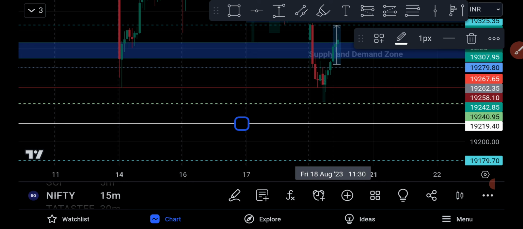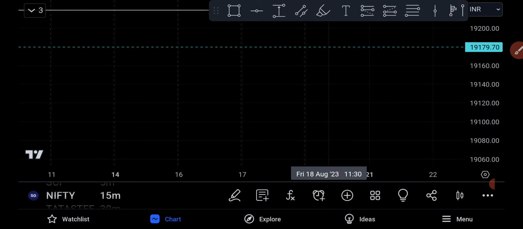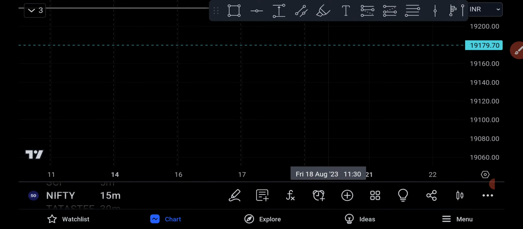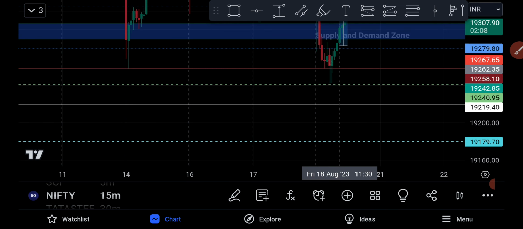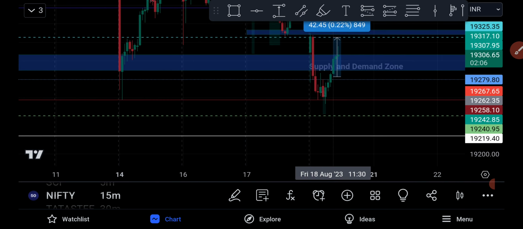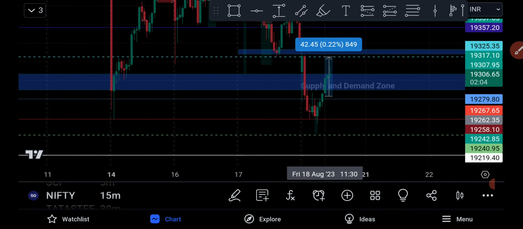If this white line breaks, then eventually the market could go below the 19,000 level and all the way to 18,900. So that is the market scenario right now. They are pushing hard for upside. At any cost, the market should not touch the white line.